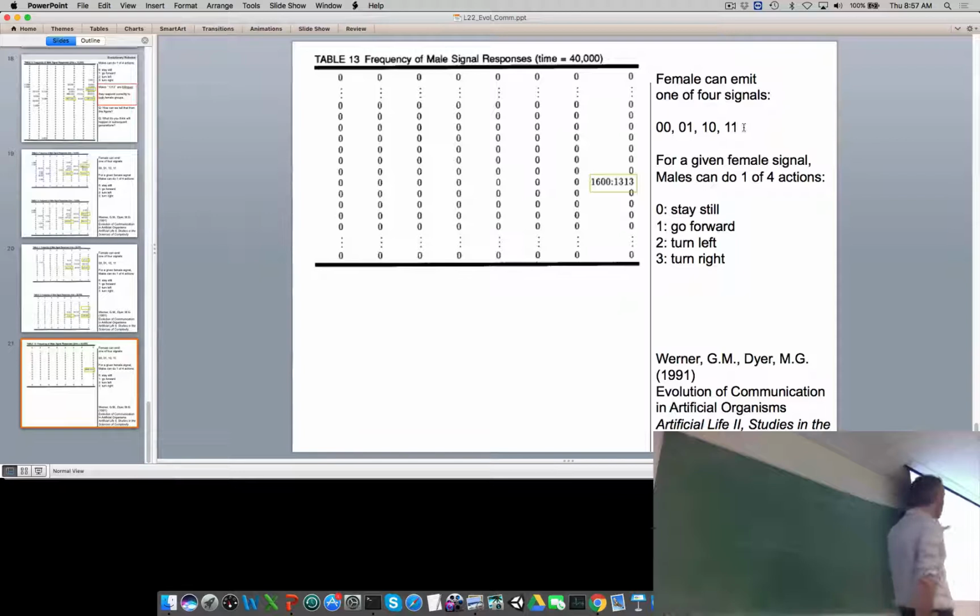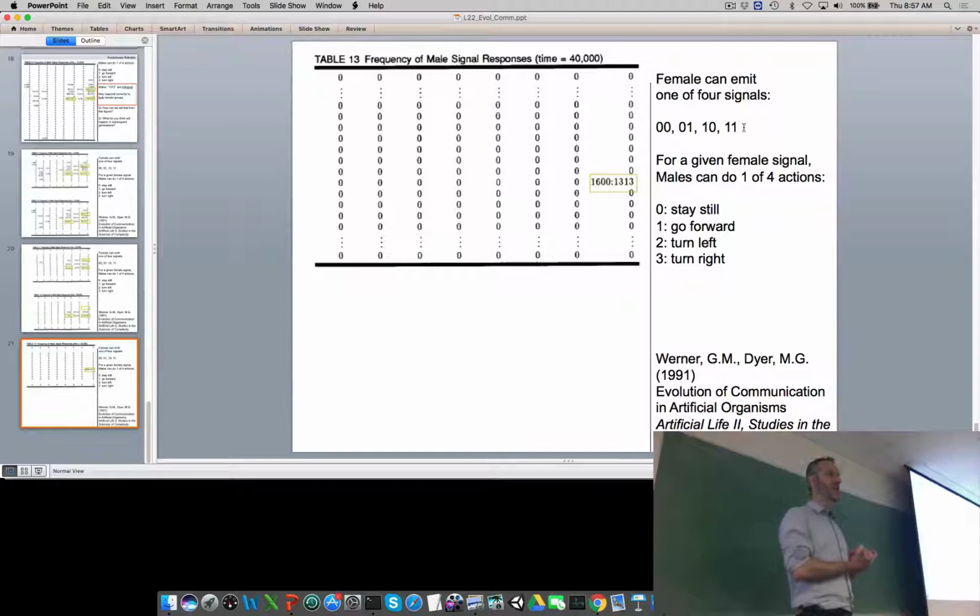Here was sort of a cooked example, right? There was a very good reason for males to evolve the ability to respond appropriately to female signaling. Why else is language important? Why did we have a look at this experiment at this point in the course?